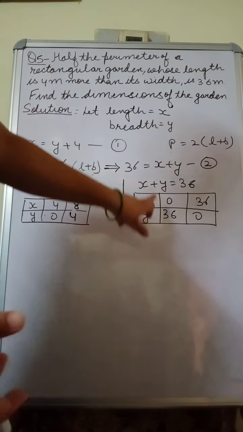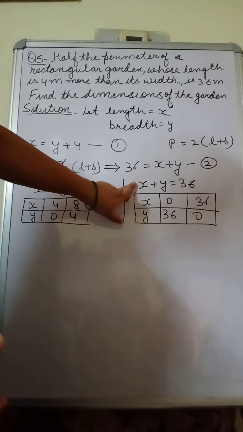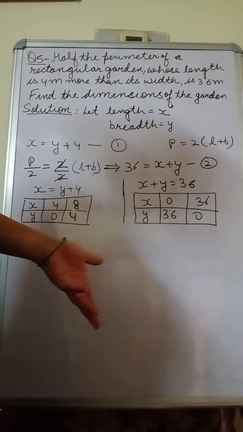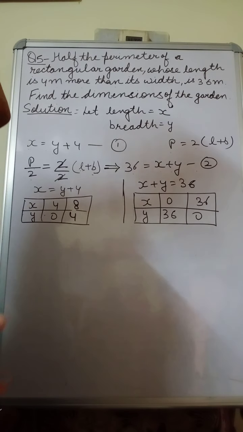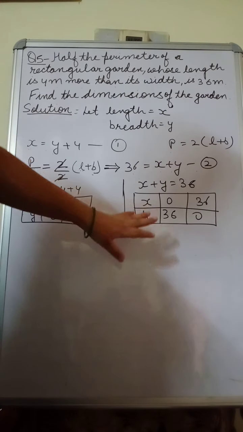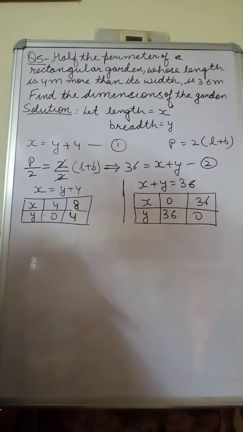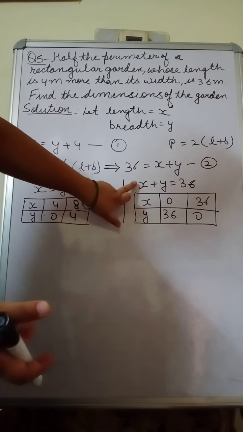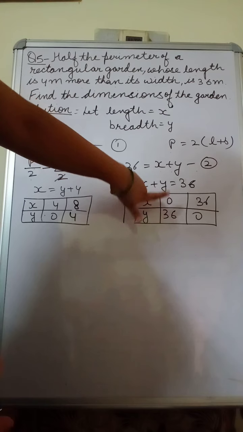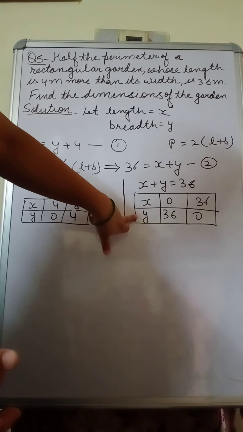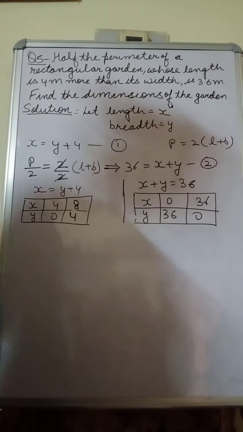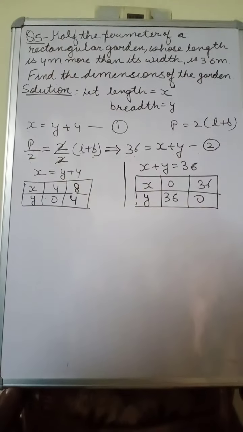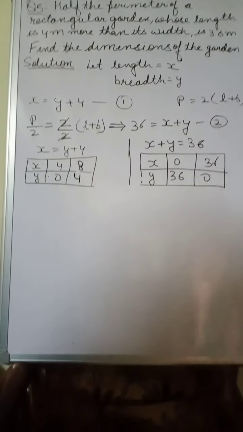Now come to the second one. If I put x is equal to 0, then y will be 36, because when we add or subtract 0 from any number, the number remains the same. The first time I put x is equal to 0, so y is equal to 36. The second time I put y is equal to 0, so I get x is equal to 36. Now we have to plot these points on the graph.